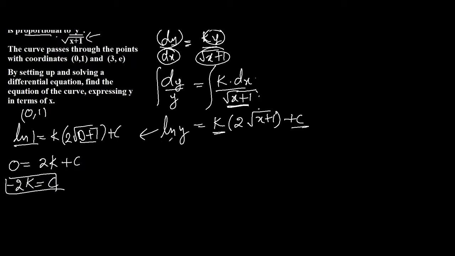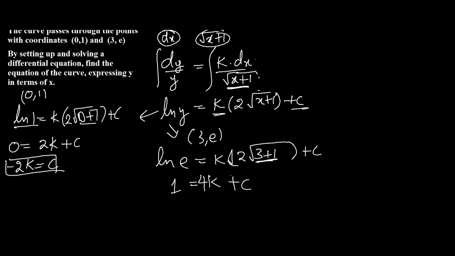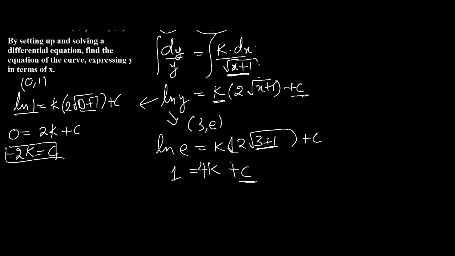Now the second point they have given is 3, e, 3 comma e. So we substitute it here: ln e equal to k times 2 square root of 3 plus 1, plus c. So ln e is 1, k is k, and this becomes 4. Square root of 4 is 2, times 2 is 4k. This becomes 4k plus c. Alright, and now let's put c. The value of c is minus 2k from here.